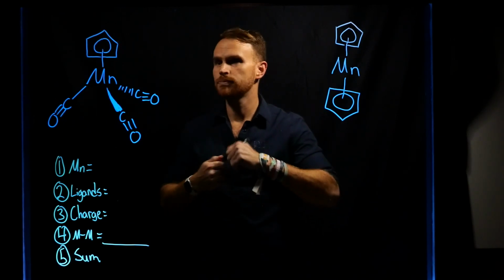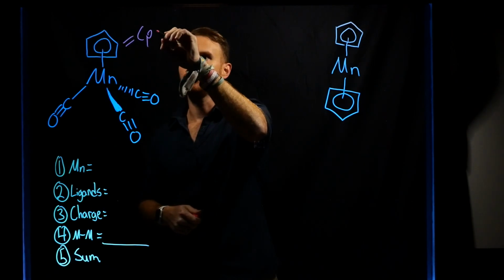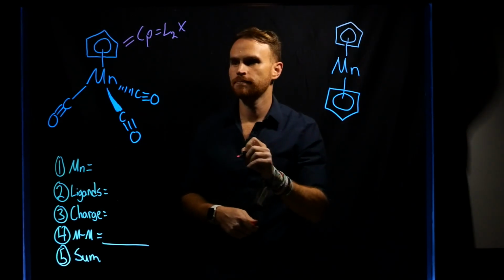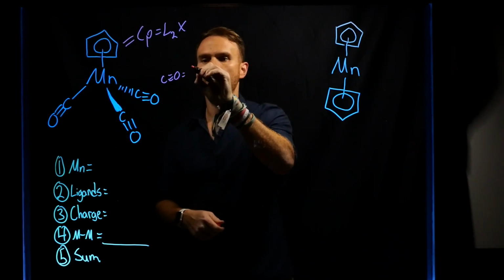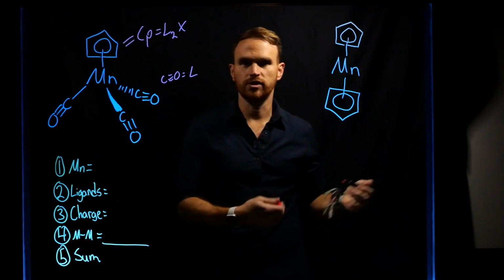So before we begin, I'm going to remind you, just because I know that you've just recently been introduced to these ligand types, the cyclopentadienyl, or Cp, is an L2X type ligand. Each of the COs are L-type ligands. And over here you also have 2 Cps.